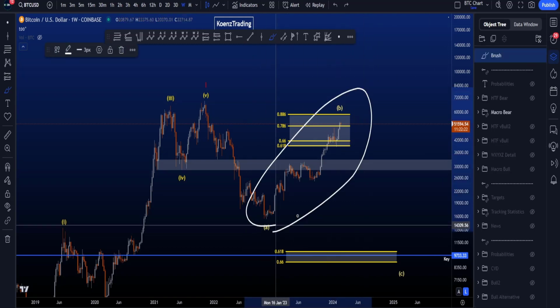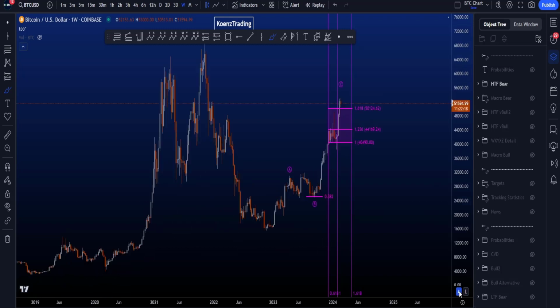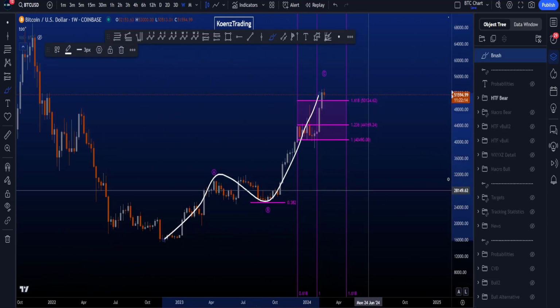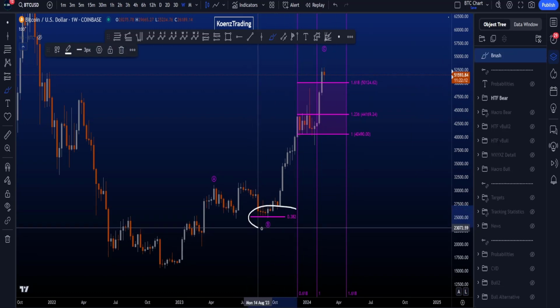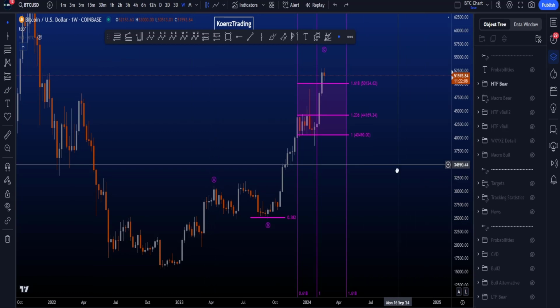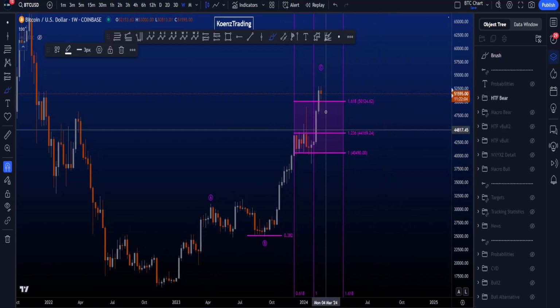If we then zoom into this wave B over here, we're looking for a 3-wave structure to the upside in a wave A, B, and a wave C zigzag, 5, 3, and then a 5-wave move. Common target for a wave B is the 0.382 taken from the low to the high of this wave A, and the common target area for a wave C is between the 1 and the 1.618 over here.